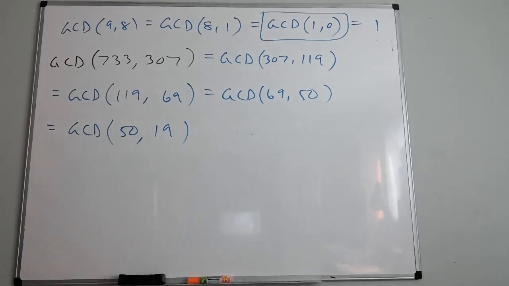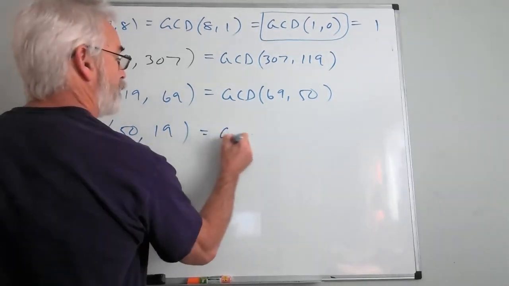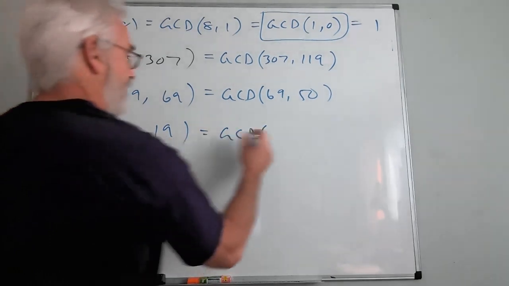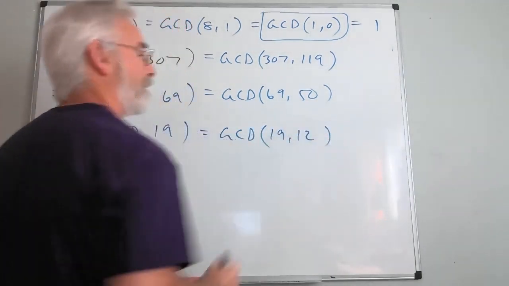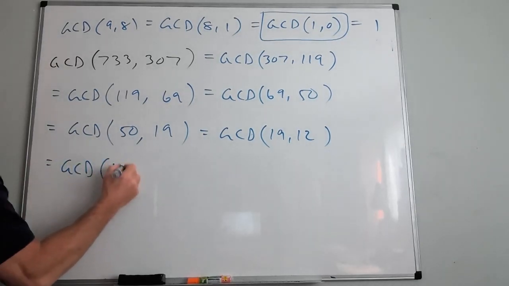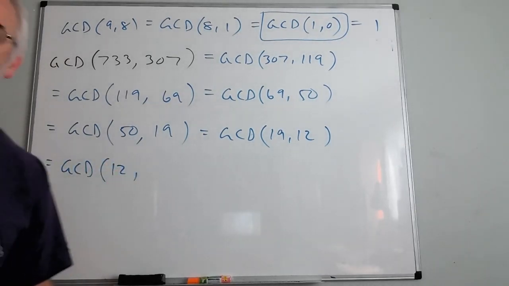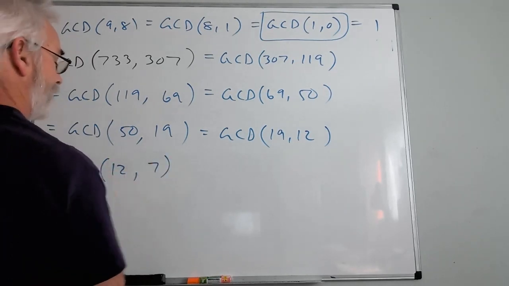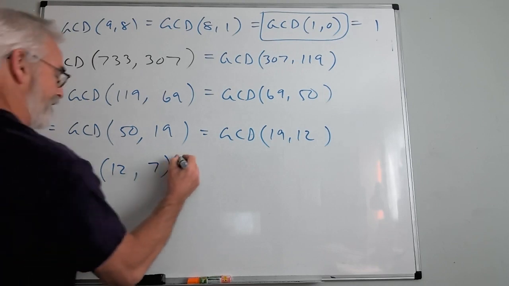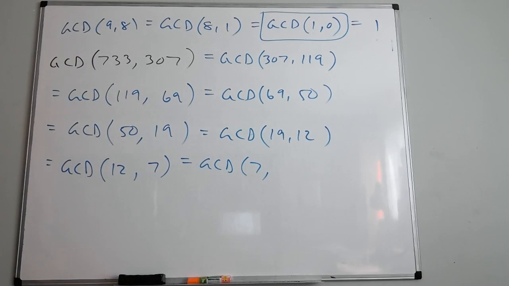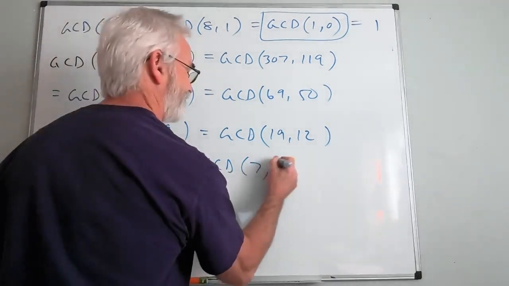Okay, 19 goes into 50 exactly two times, and again, I can always use my calculator to figure that out, and 50 minus 2 times 19 would be 12. 12 goes into 19 exactly once, and 19 minus 12 would be 7. We're getting there. 7 goes into 12 exactly one time, and 12 minus 7 is 5.